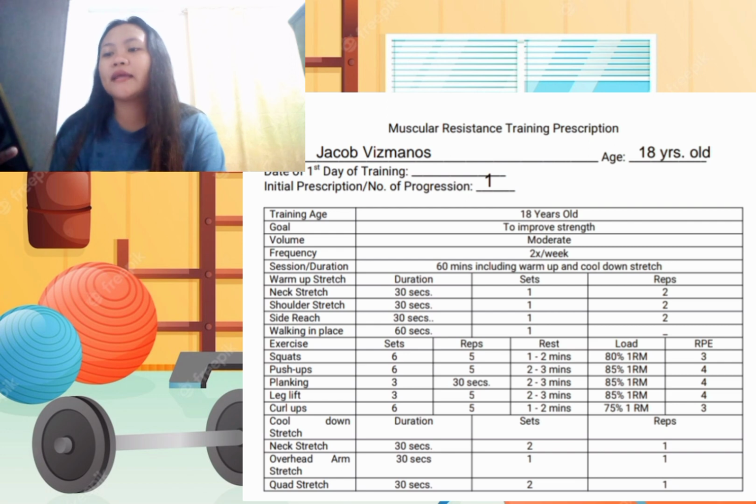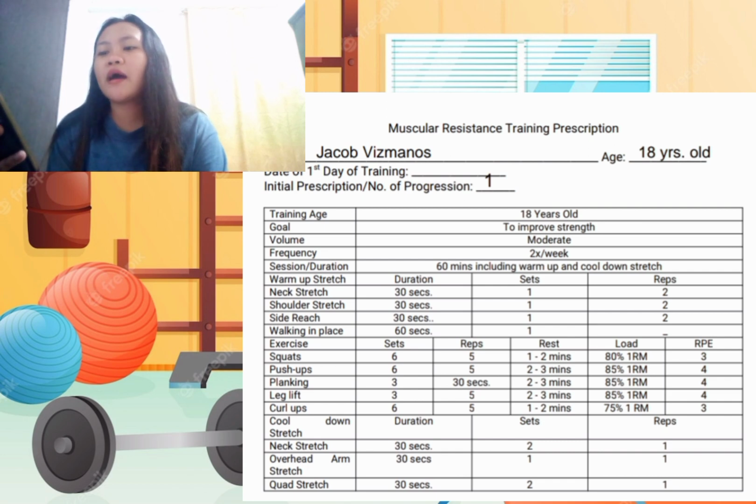Next is the leg lift. We also have 3 sets with 5 repetitions with 2 to 3 minutes rest with 85% load or 1 RM, with an estimated RPE range of 4. Next is the curl ups with 6 sets, 5 repetitions with 1 to 2 minutes rest and 75% 1 RM with an RPE of 3.